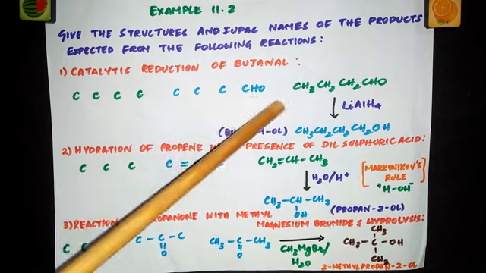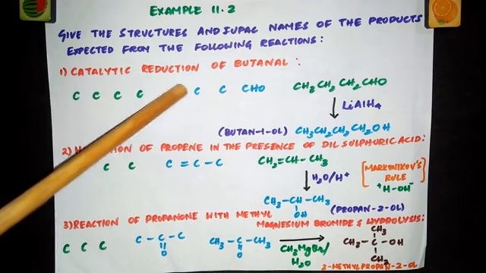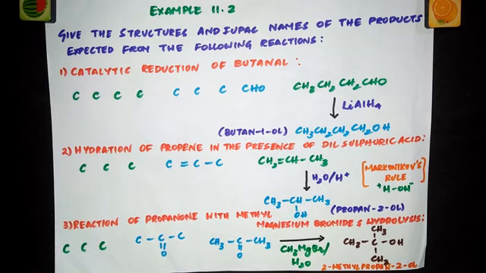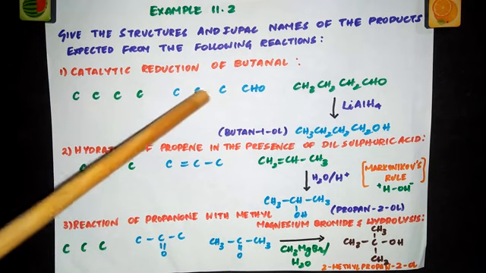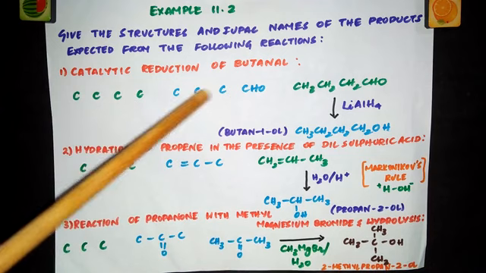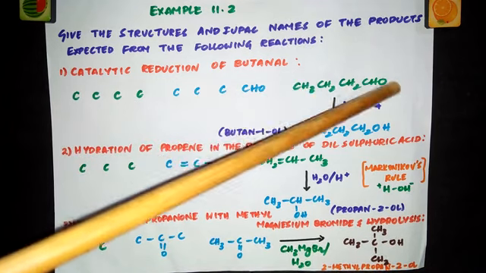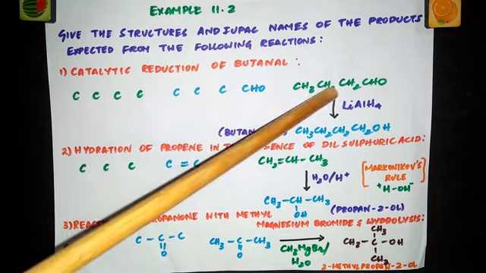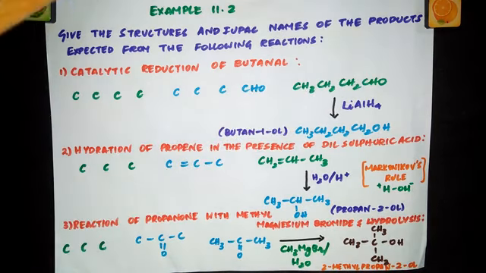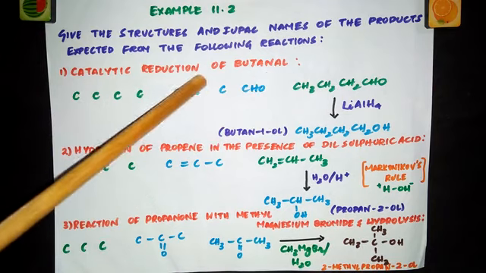So this is the skeletal structure of butanal, and now balance it with the hydrogens. Usually the first and the last carbon will have H3, and in the middle we will be having H2. So CH3, CH2, CH2. Here already the functional group is there. So this is the structure of butanal: CH3, CH2, CH2, CHO. So now you are clear with the starting material. Now look at the reaction again.